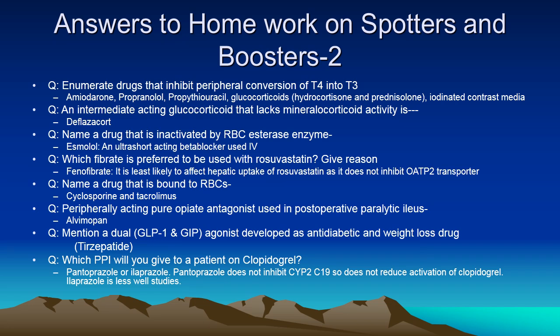Name a drug that is bound to red blood cells. Cyclosporin, tacrolimus are a few. There may be many more also. Peripherally acting pure opiate antagonist used in post-operative paralysis. A newer drug mentioned, a dual agonist that acts on GLP-1 and GIP, which is developed as an anti-diabetic drug, injectable, and also for inducing weight loss in obesity. This newer drug is tirzepatide. It has already been FDA approved for both the conditions.